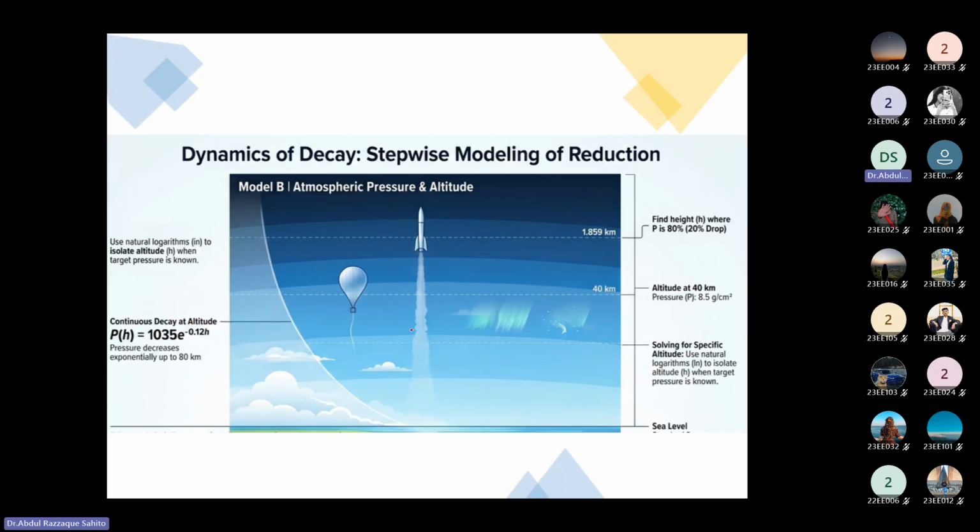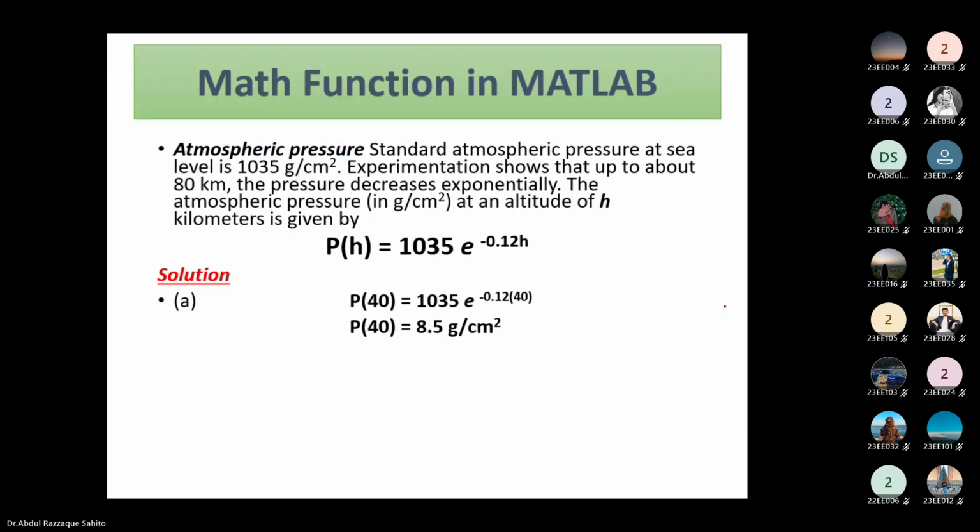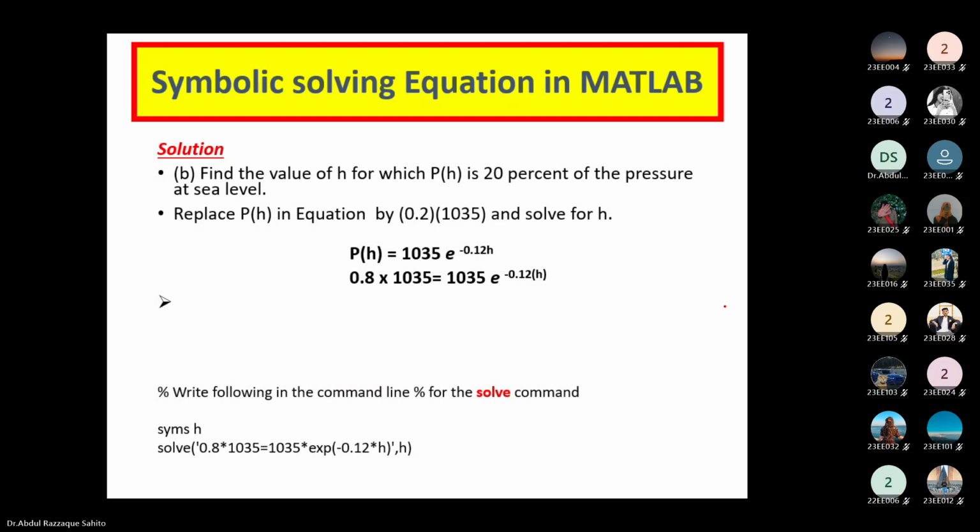Here you can see that this is the graphical representation of the numerical. That's the sea level. At the sea level, we have this model available. And this is the altitude for 40 kilometers. At 40 kilometers, the pressure reduces to 8.5 gram per centimeter square. The second part is also solved over here. You go through this, and we will discuss in the class if you have any query.